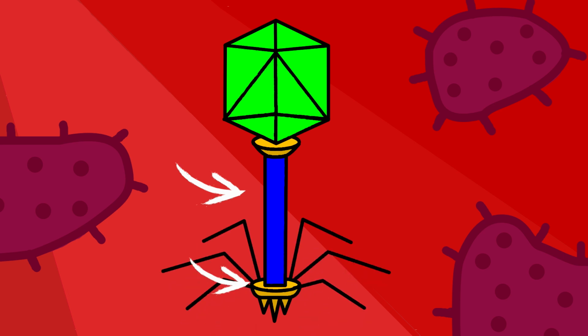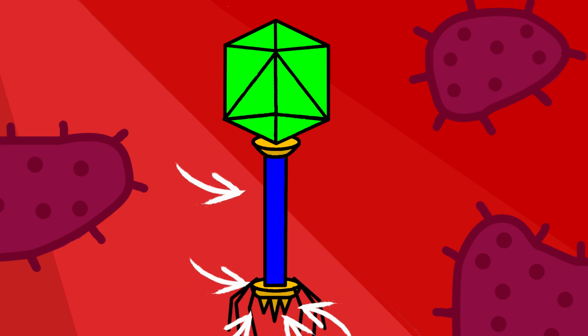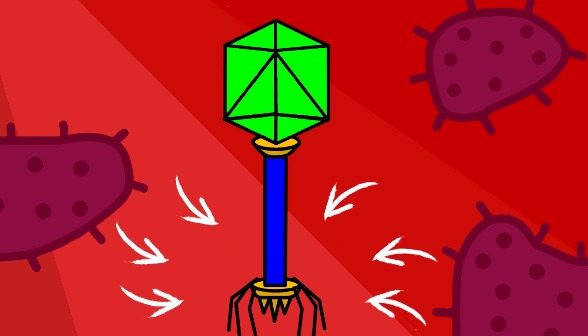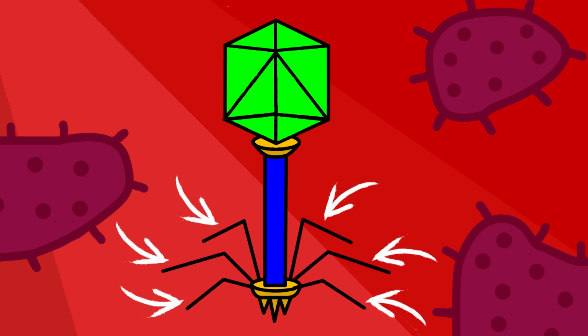The basal plate, which is located below the sheath, has the spikes that are like syringes with which the phage injects its DNA into the bacteria, and finally the tail fibers, which resemble its legs, are used by the phage to hold onto the bacteria that will be its host.